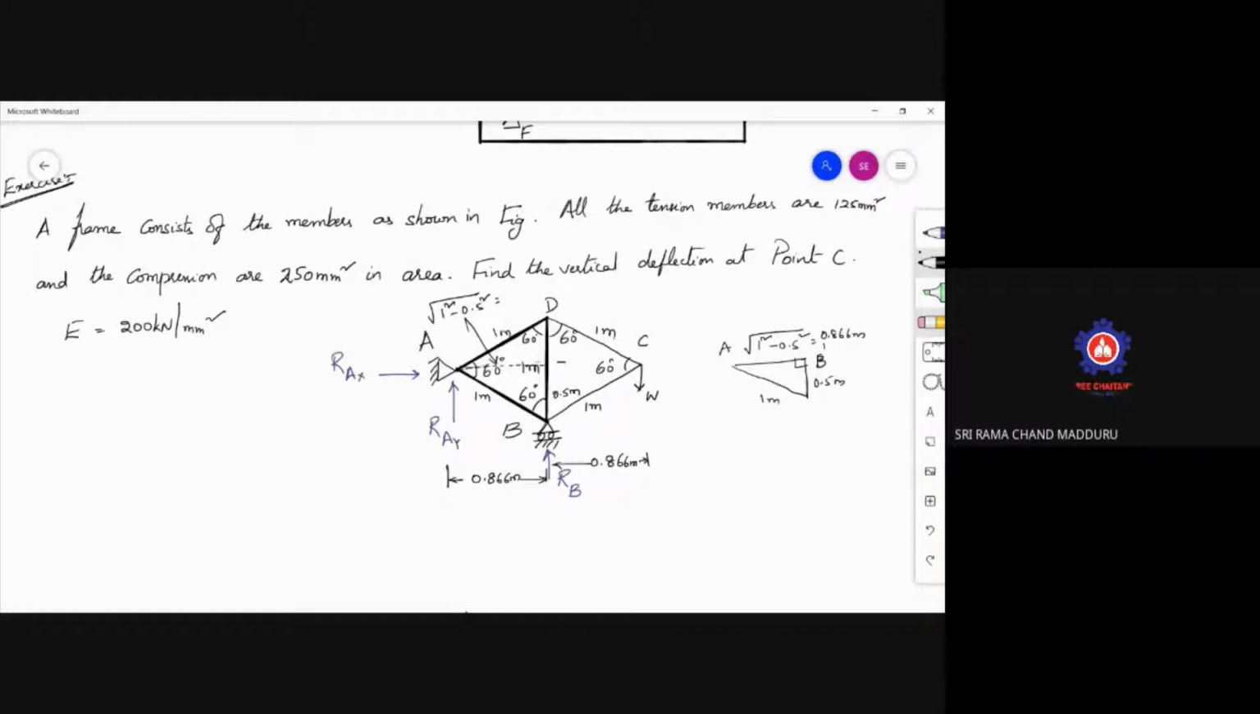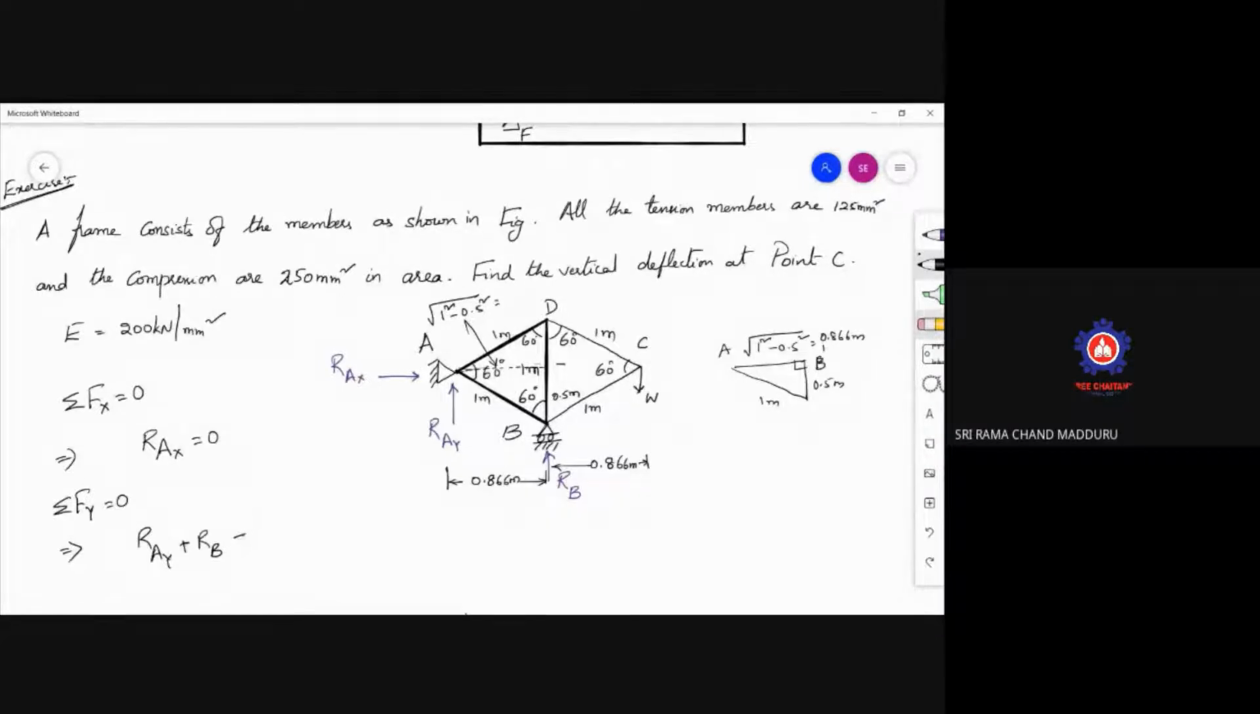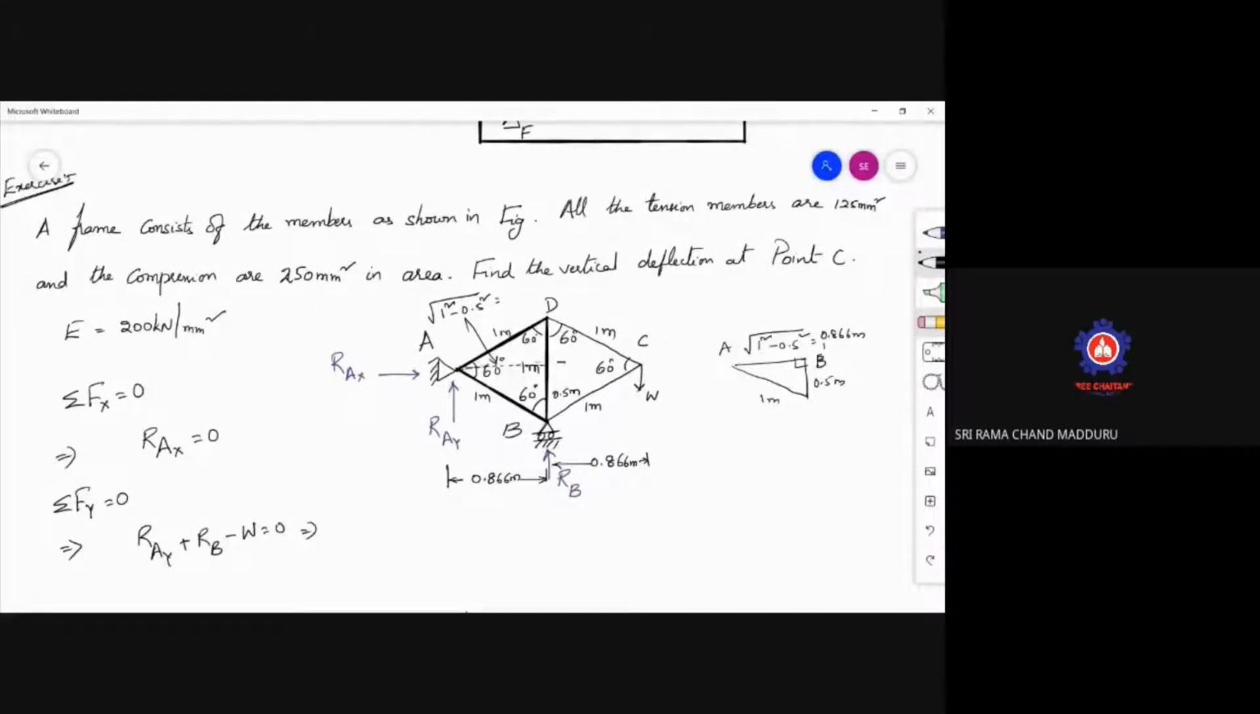Considering sigma Fx is equal to 0, there is no horizontal force, so RAX will become 0. Sigma Fy is equal to 0. There are vertical forces: plus RAY plus RB, minus W equal to 0. There is RAY plus RB equal to W.